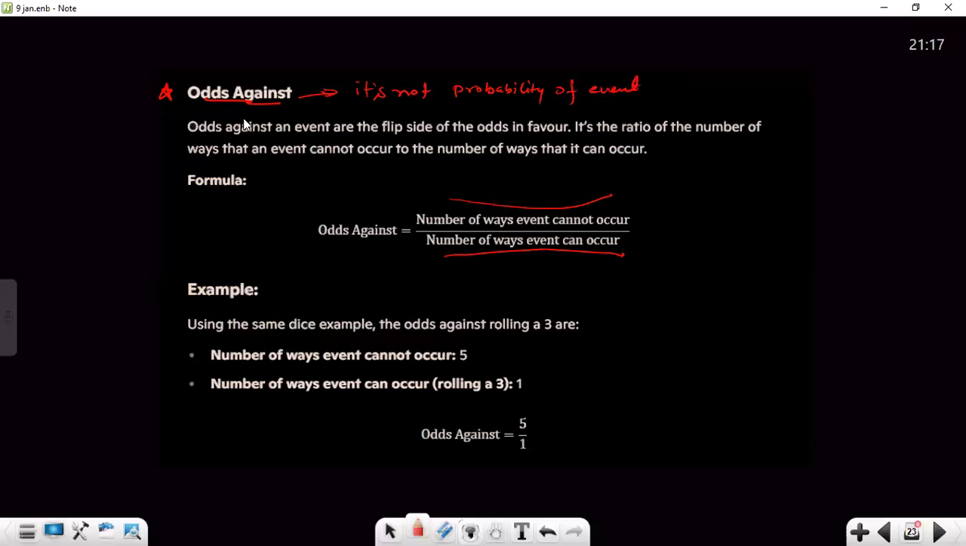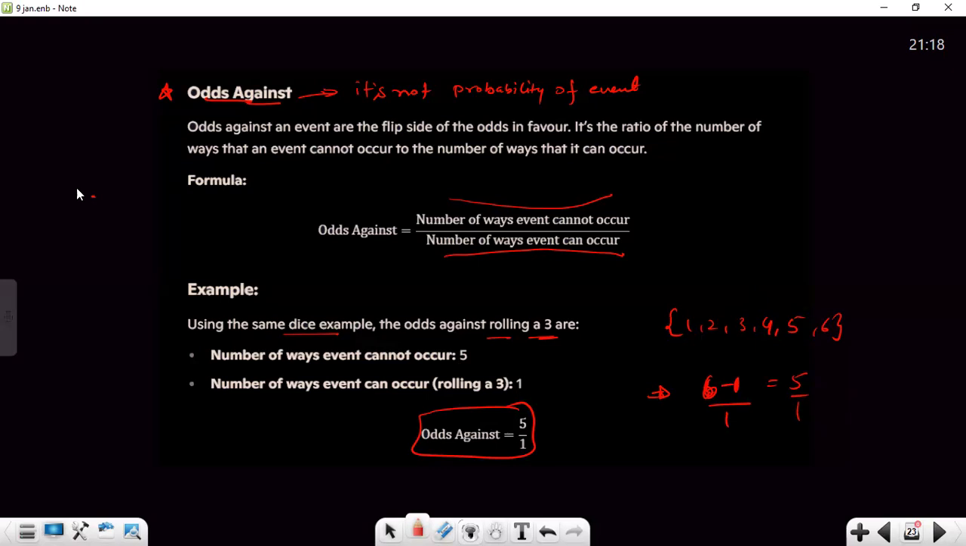It's simply odds against or odds in favor. Let's discuss this example. Using the same dice example, the odds against rolling a 3. The sample space has 6 elements. The odds against is the number of ways the event cannot occur, excluding the single case, so 6 minus 1, that becomes 5, divided by the number of ways in which the event can occur. There is only one way. So 5 by 1, it's the odds against. Clear? Yes, sir.